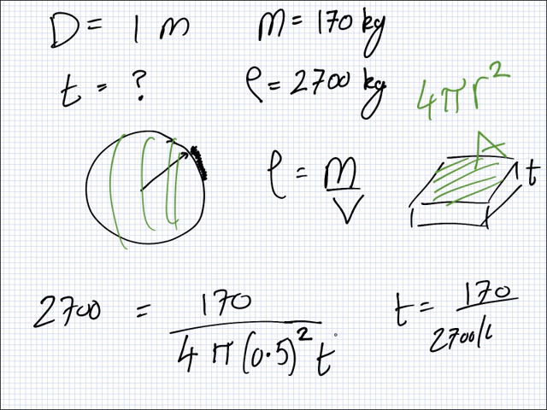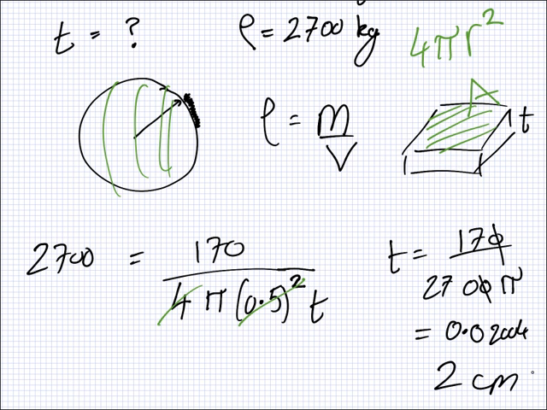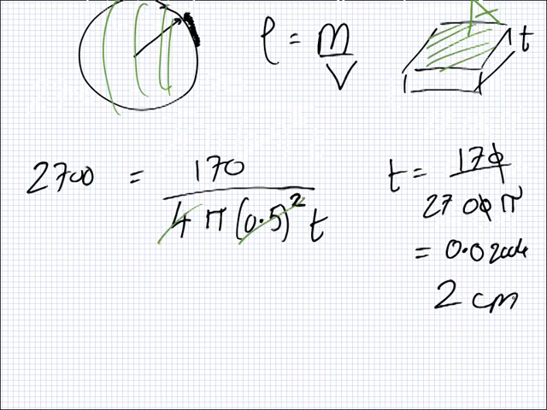Oh, well, hang on. This is nice. That cancels that, doesn't it? So it's just 2700 pi. And that cancels that. Okay, so what does this become? 0.02004, 0.02. Oh, like this. Okay, so that would be 2 centimeters. Is that okay? Can you give me number 3, please?